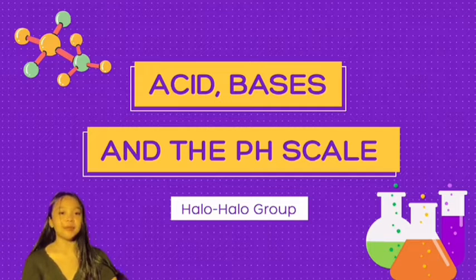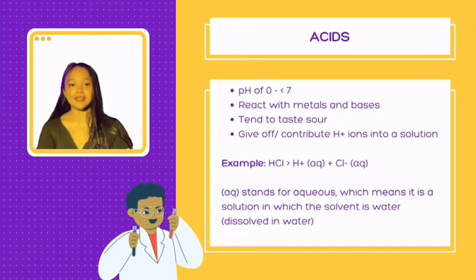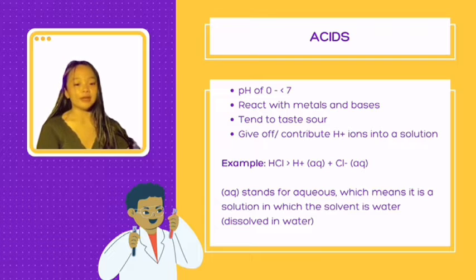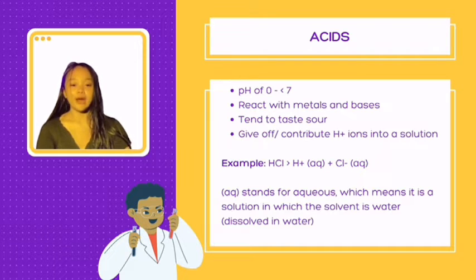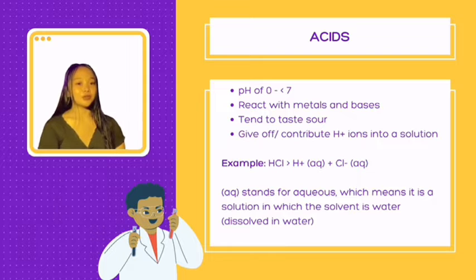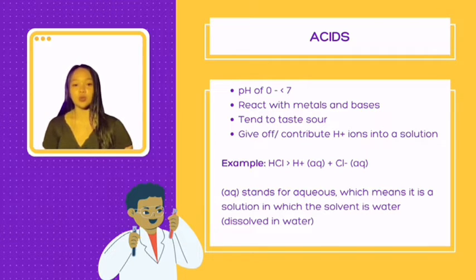Acids, bases, and the pH scale. Acids have a pH of 0 to less than 7, react with metals and bases, and tend to taste sour. They give or contribute hydrogen ions into a solution. An example of this is hydrogen ion plus chloride equals hydrogen chloride. AQ stands for aqueous, which means it is a solution in which the solvent is water, dissolved in water.